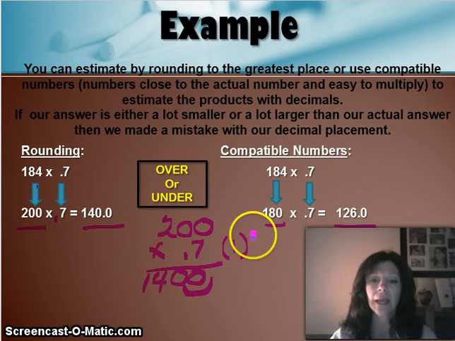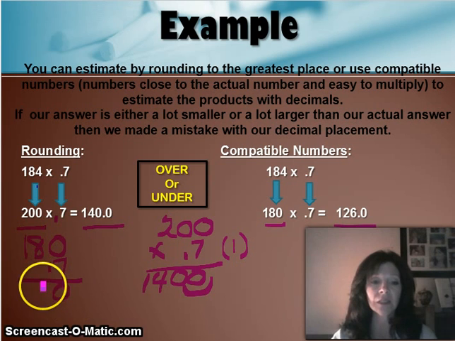Here, 180 times 0.7. 7 times 0 is 0. 7 times 8 is 56. I'm going to place my 6 here and carry my 5. 7 times 1 is 7, plus 5 is 12. I have one number to the right of the decimal point. That means I'm going to take my decimal and move it one place to the left. So I have 126.